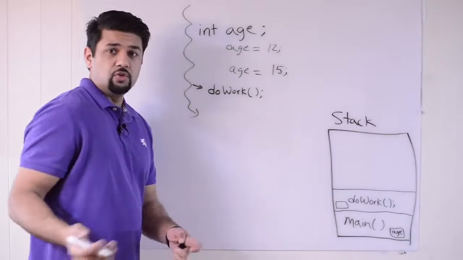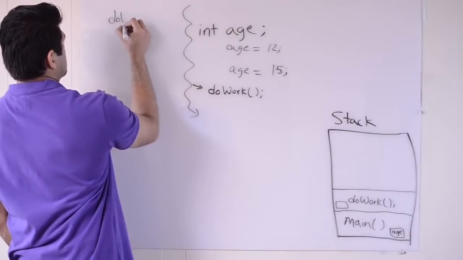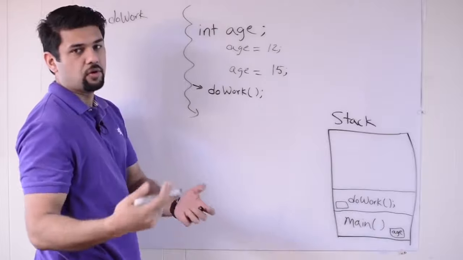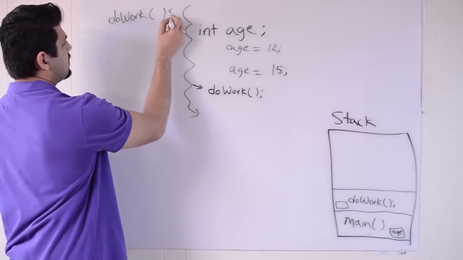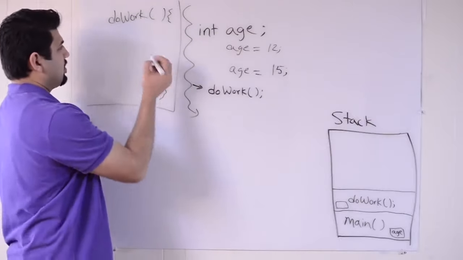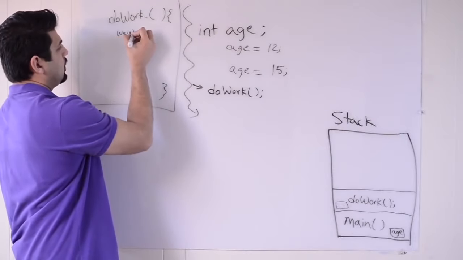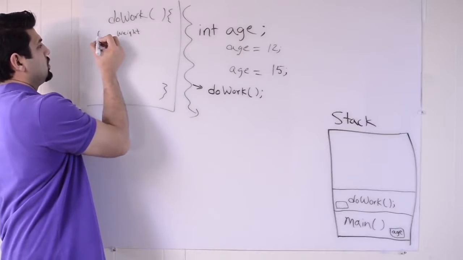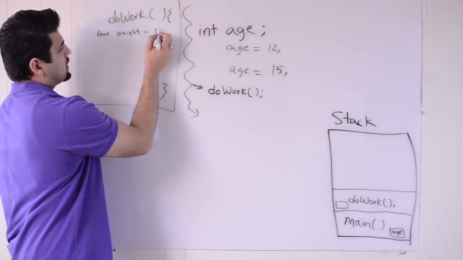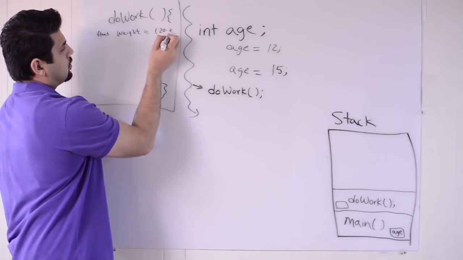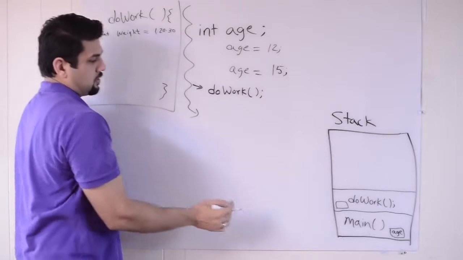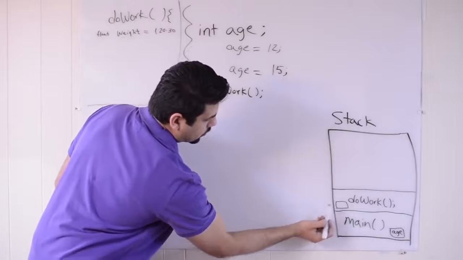And let's actually define do work. For brevity, I'm not going to enter all of the other keywords that are required, like public, void, and all of that. Let's just say this is the method definition of do work. And in here we have a variable called wait, and it's of type float. Hopefully you can read this. And let's say it's 120.30. So this variable is going to reside in this stack, the do work stack.